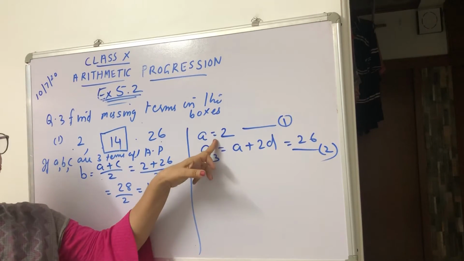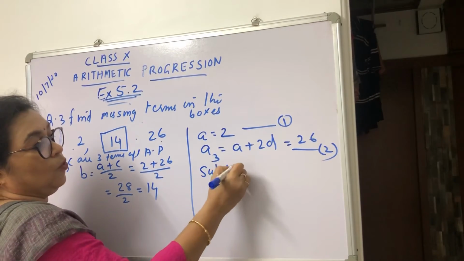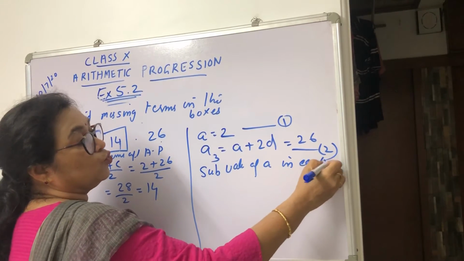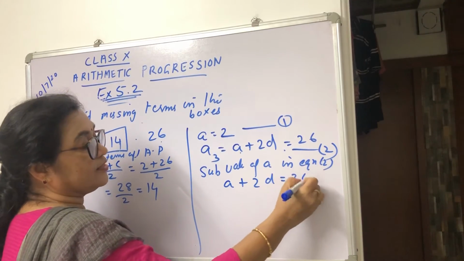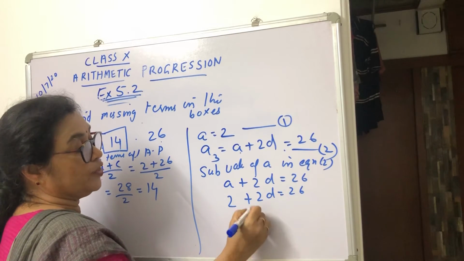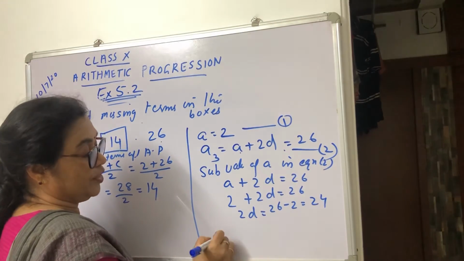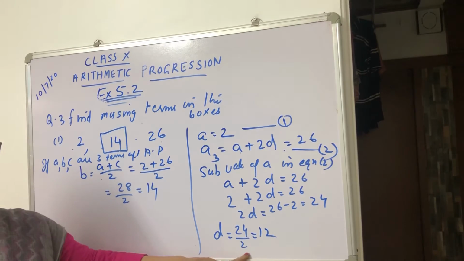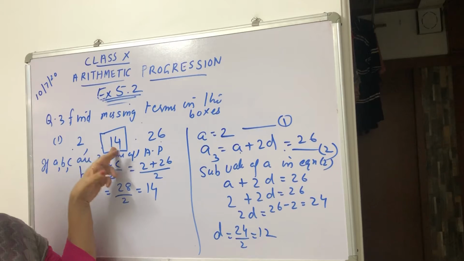Substitute the value of A in equation 2. So A plus 2D is 26. A is 2, so 2 plus 2D is 26, 2D is 26 minus 2 is 24. So D is equal to 24 by 2, is 12. So the value of D is 12. You have to find out which term? You have to find out the second term.